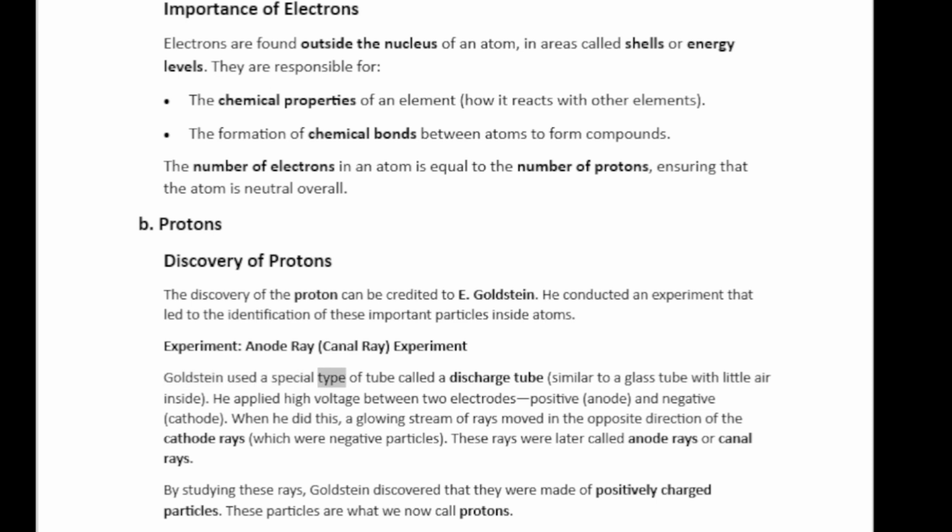Goldstein used a special type of tube called a discharge tube, similar to a glass tube with little air inside. He applied high voltage between two electrodes, positive, the anode, and negative, the cathode. When he did this, a glowing stream of rays moved in the opposite direction of the cathode rays, which were negative particles. These rays were later called anode rays or canal rays. By studying these rays, Goldstein discovered that they were made of positively charged particles. These particles are what we now call protons.